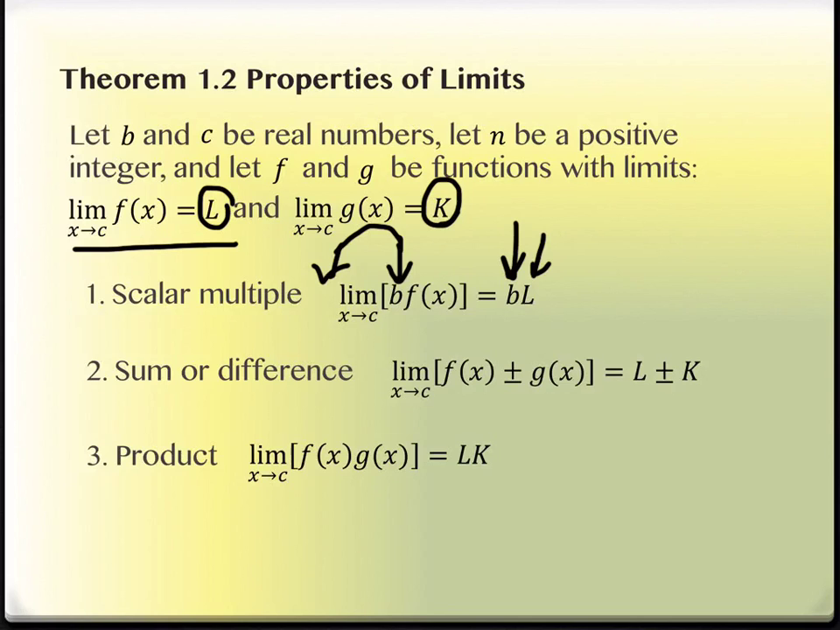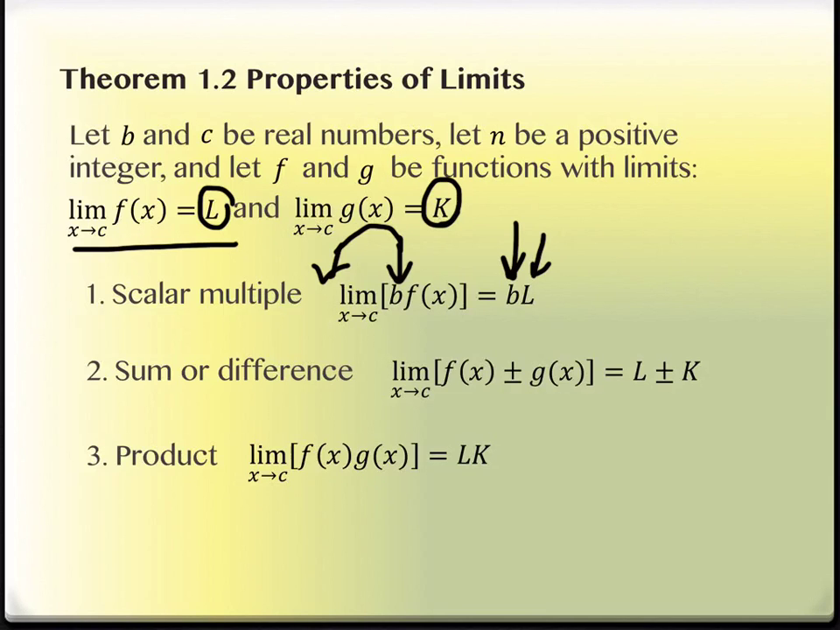The third one is as well, product. If you take two functions, you multiply them, and you take their limit, it's the same thing as taking their limits and multiplying them afterwards. So take the limit after they're multiplied, take the limit before they're multiplied, you get the same answer.